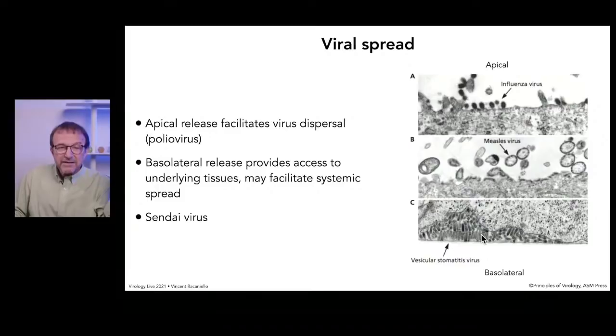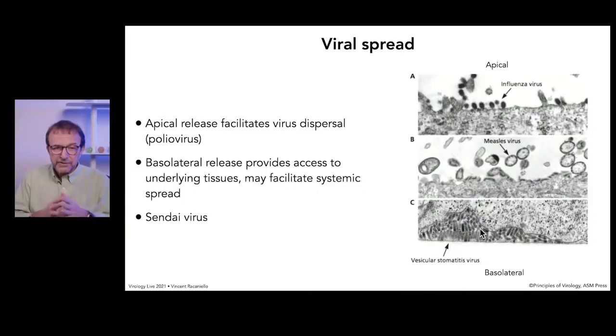Basolateral release allows virus to potentially have access to all the underlying tissues and eventually get elsewhere, as we'll see the mechanisms of in a moment. Here's vesicular stomatitis budding from the basolateral domain. So to illustrate, of course, if you bud from the basolateral domain, if there's no inflammation and breakdown of the basement membrane, you're not going to spread. So you need to have 2 things. You need to have basolateral production of virus particles and then breakdown of the basement membrane.